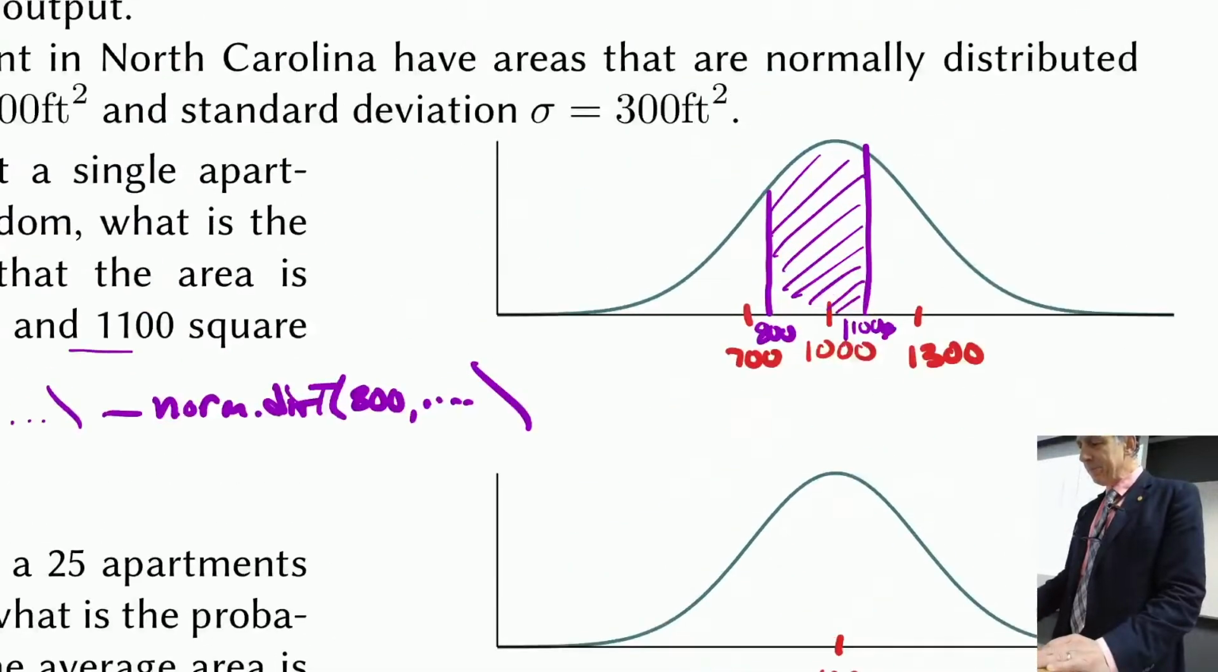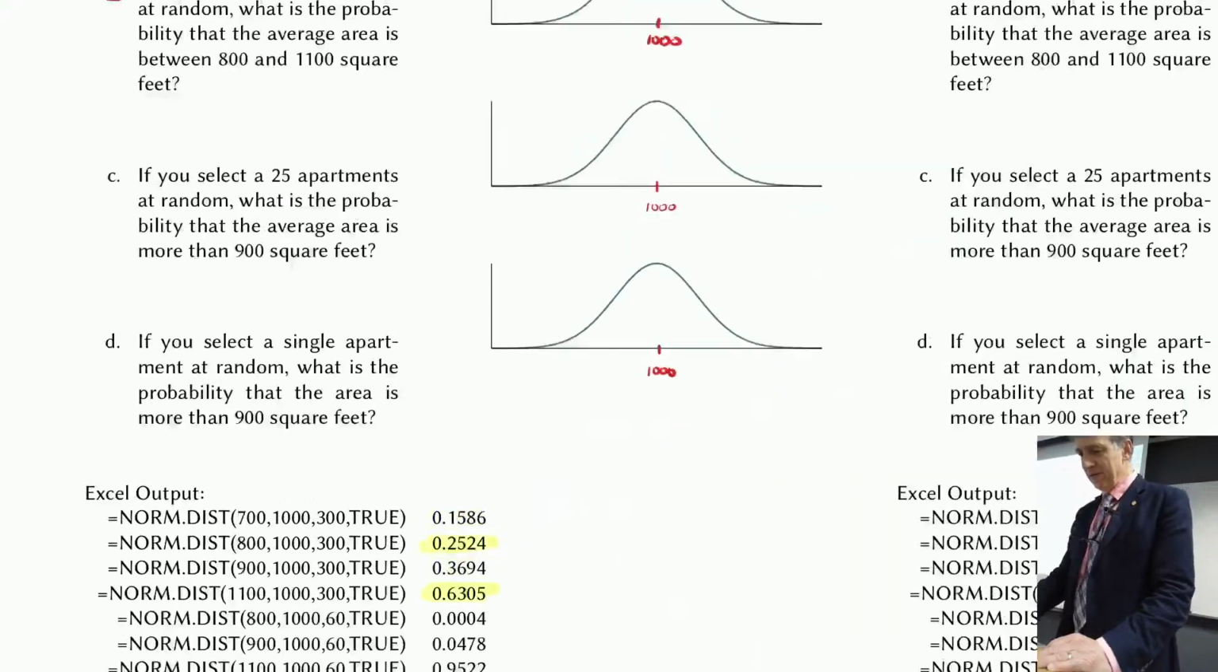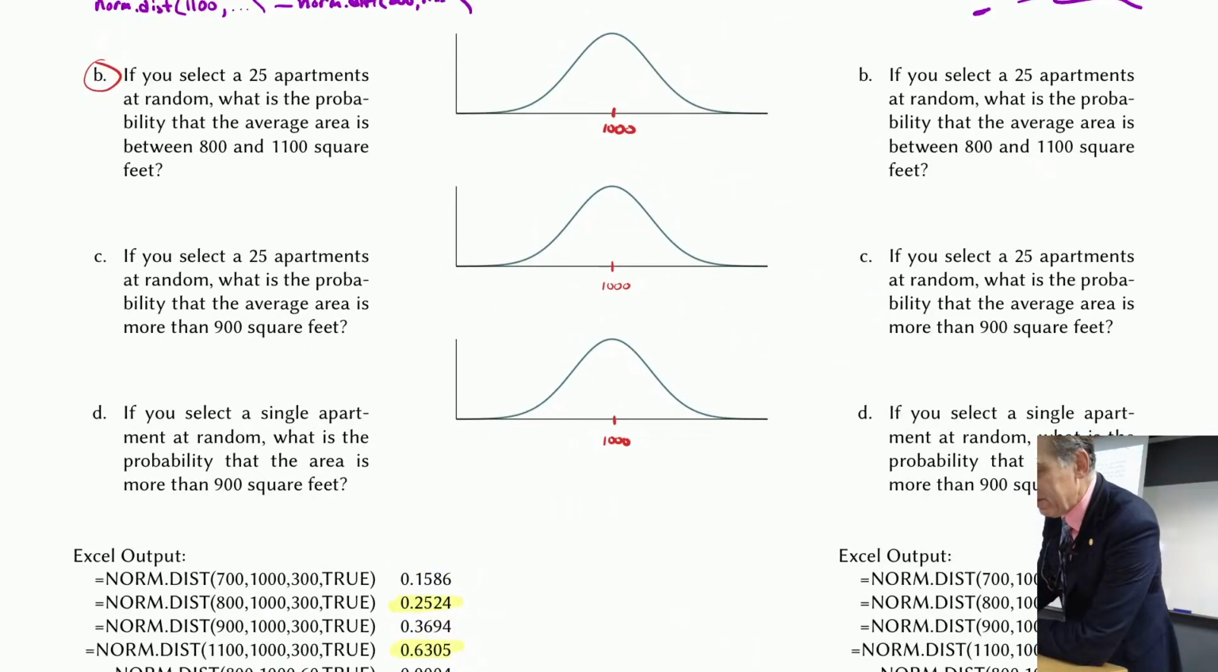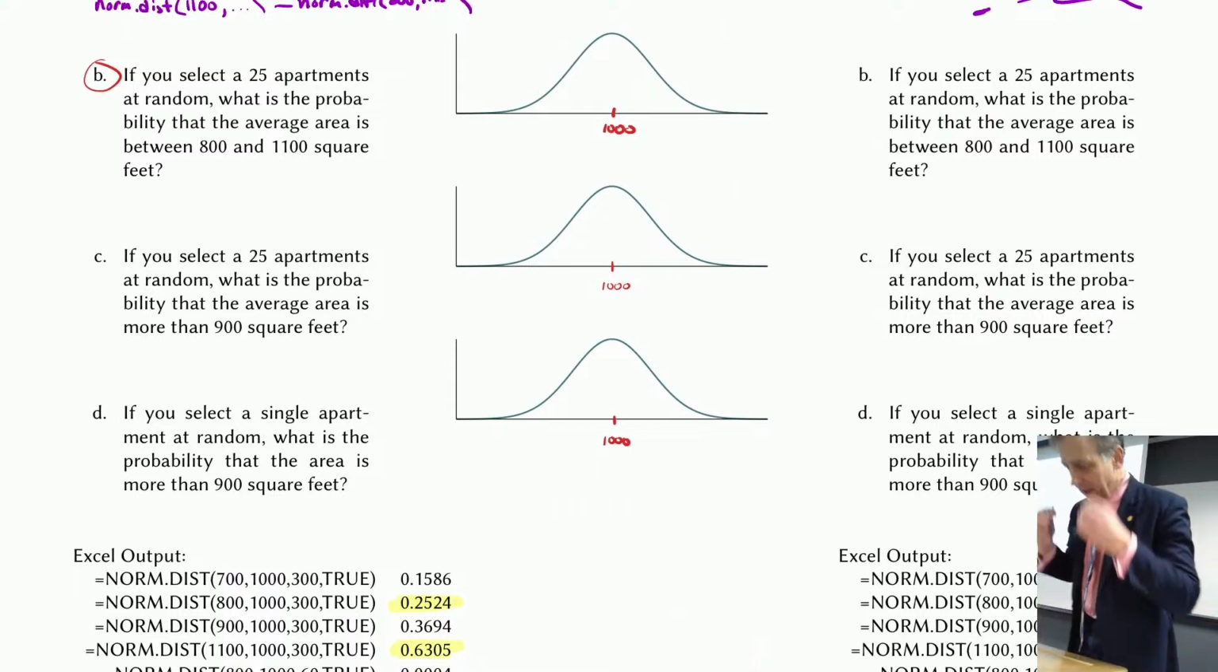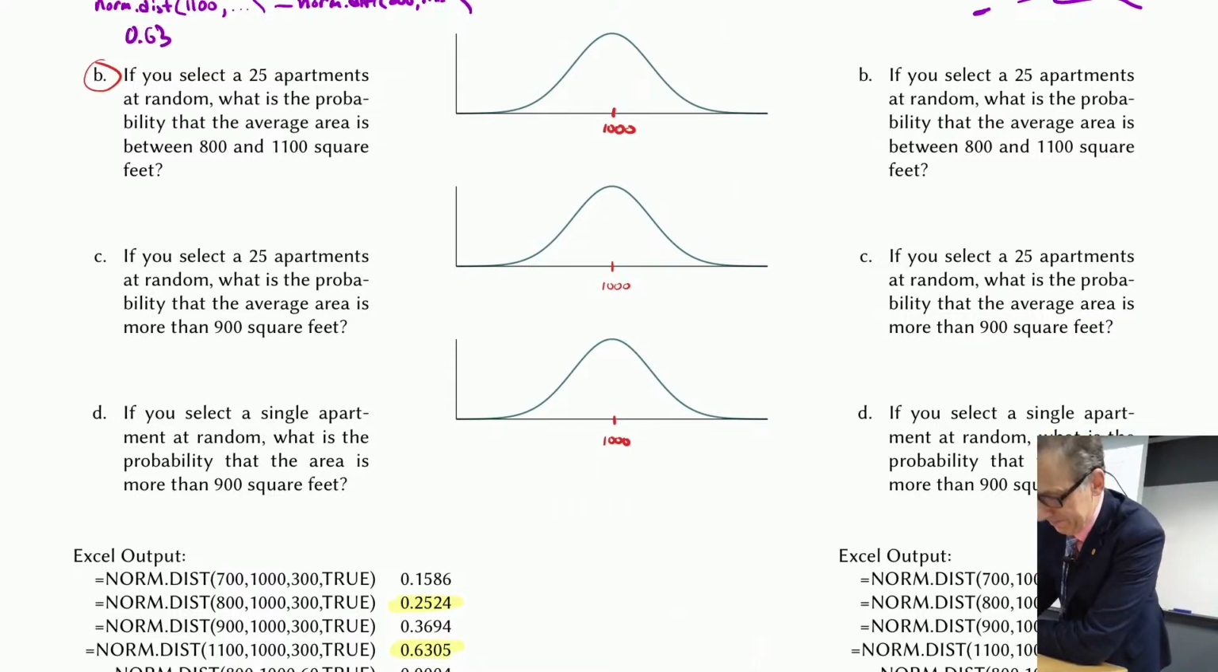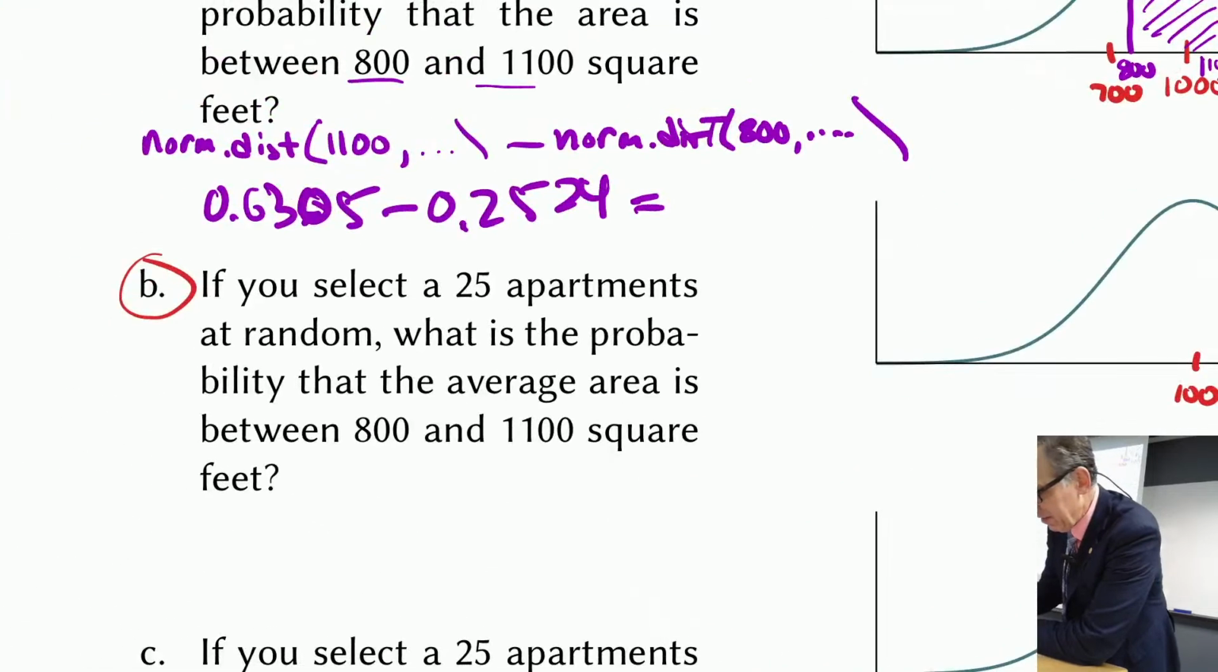So anyway, back up here. I have to get these numbers, which I don't think I can memorize all 8 of those digits. So let's go ahead and jot them down. So I've got 0.6305 minus 0.2524. So whatever that is, let's see, 0.33, 0.3781. Did I do my arithmetic correctly?